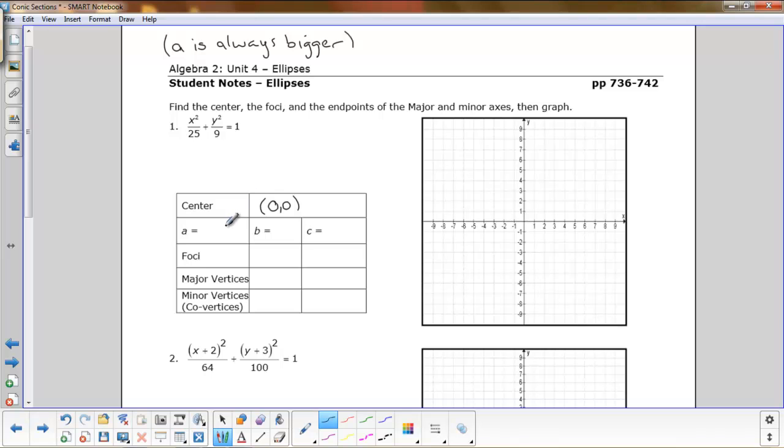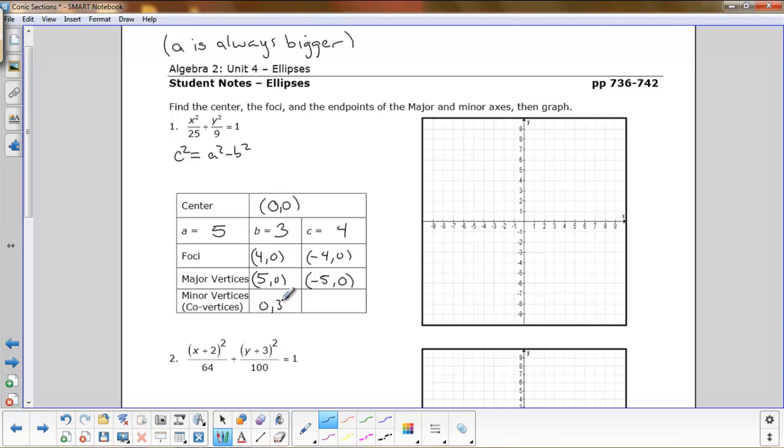The center is at the origin, 0, 0. The value of A is 5. The value of B is 3. And you use c squared equals a squared minus b squared to determine the value of c, which is 4. The foci are located at 4, 0 and negative 4, 0. The major vertices are located at 5, 0 and negative 5, 0. You'll notice that is consistent with the placement of the foci.